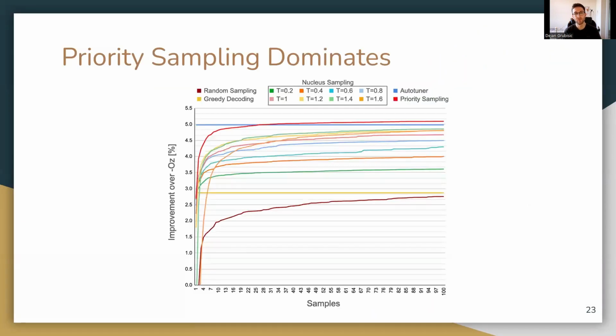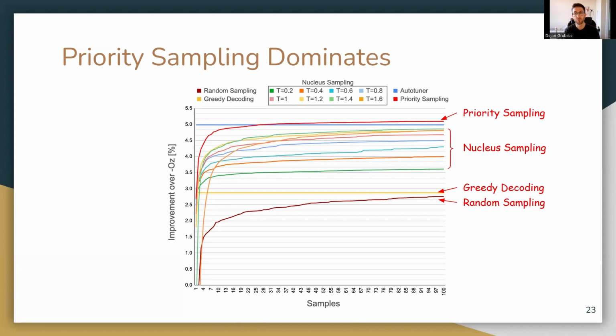We are showing on this graph the results of priority sampling. Here, we are showing on the x-axis the number of samples we are trying and cumulative performance on the y-axis. First, we are showing in brown random sampling, which is just trying different optimization sequences a given number of times. Next, we can see greedy decoding, which is taking the argmax of our language model. After that, we get nucleus sampling, which is using a temperature to create different samples and taking the best performance out of all of these samples. And finally, we see the performance of priority sampling.